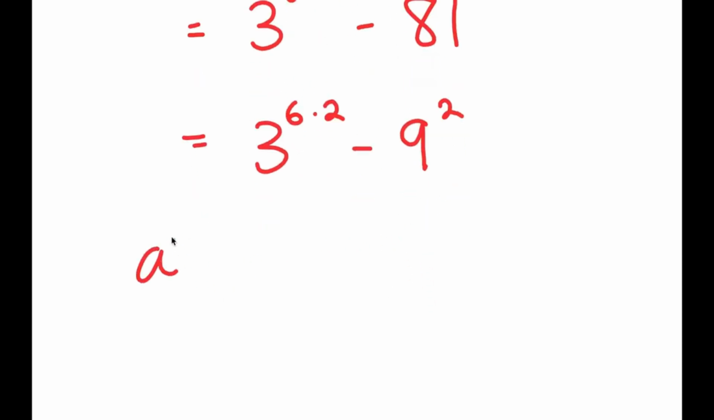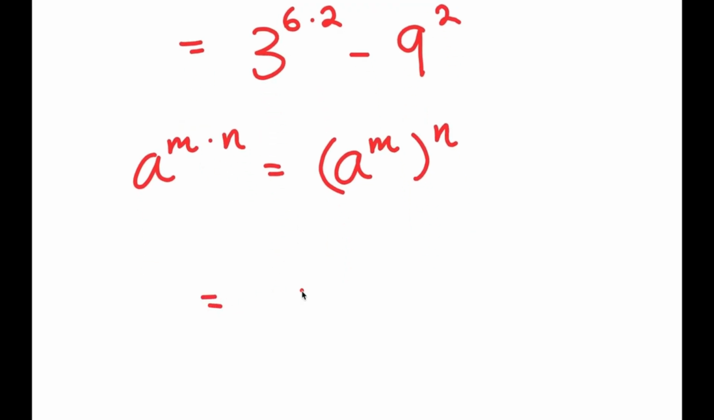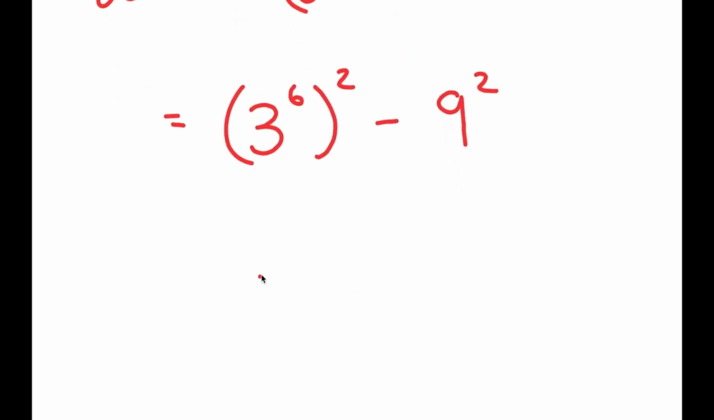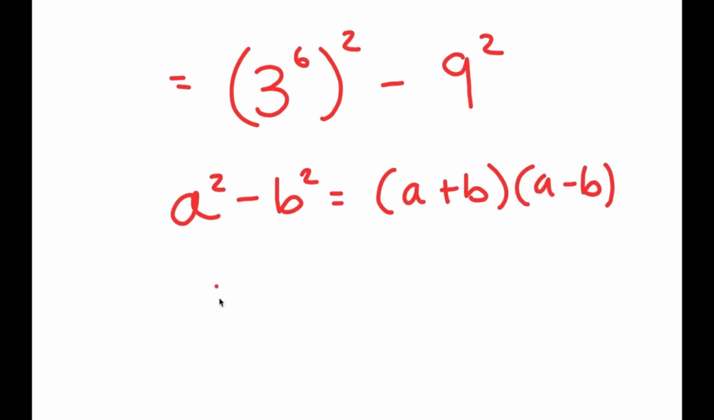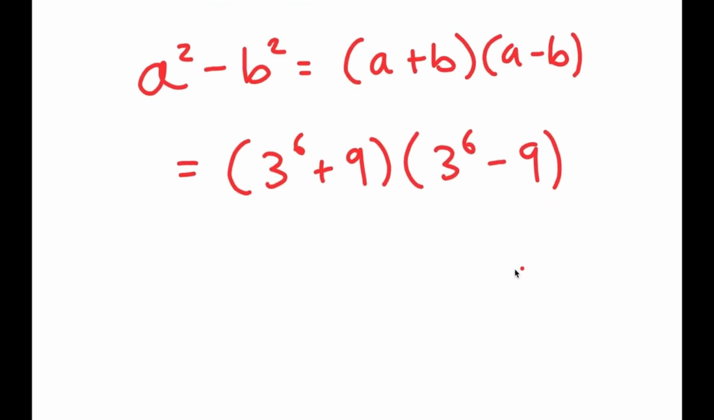And if I have something in the form a to the power of m times n, this is equal to a to the power of m to the power of n. So 3 to the power of 6 times 2 turns into 3 to the power of 6 to the power of 2. And I have this minus 9 to the power of 2. Now, if I have something in the form a squared minus b squared, this is equal to a plus b times a minus b. So I get 3 to the power of 6 plus 9 times 3 to the power of 6 minus 9.